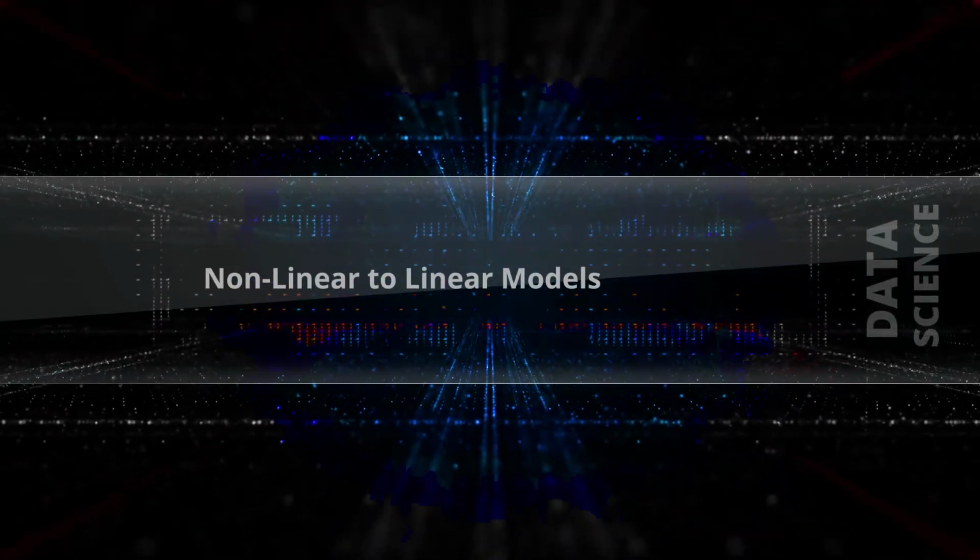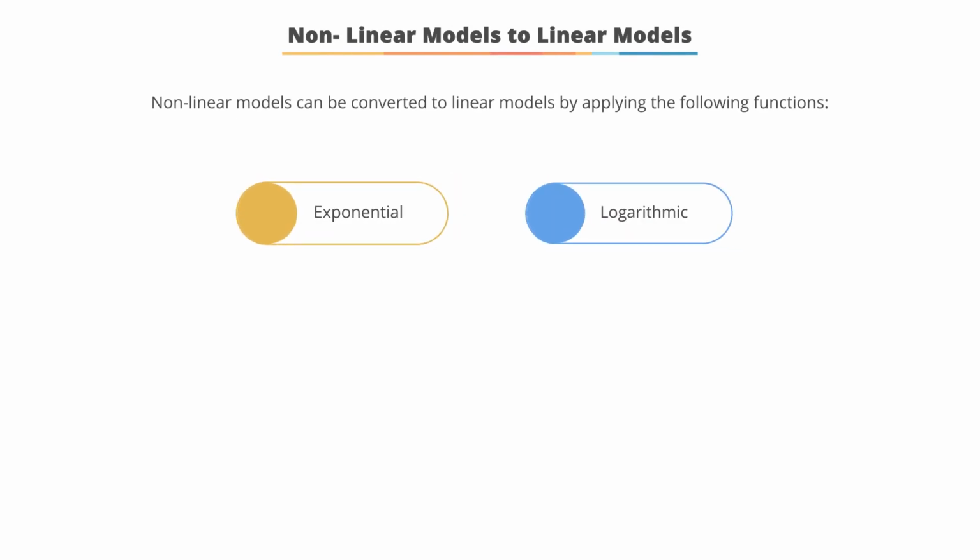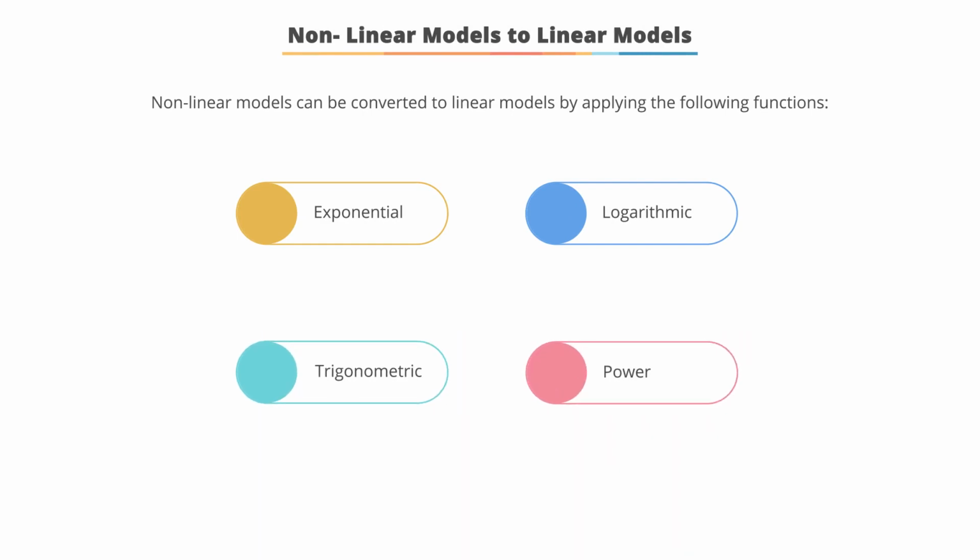Nonlinear models can be converted to linear models by applying the following functions. We could use exponential, logarithmic, trigonometric, or power. And so what we do, if we realize that x and y have an exponential relationship, is we can take that variable x and put it in an exponential function and create a new variable, and then use that new variable in the model to predict y.